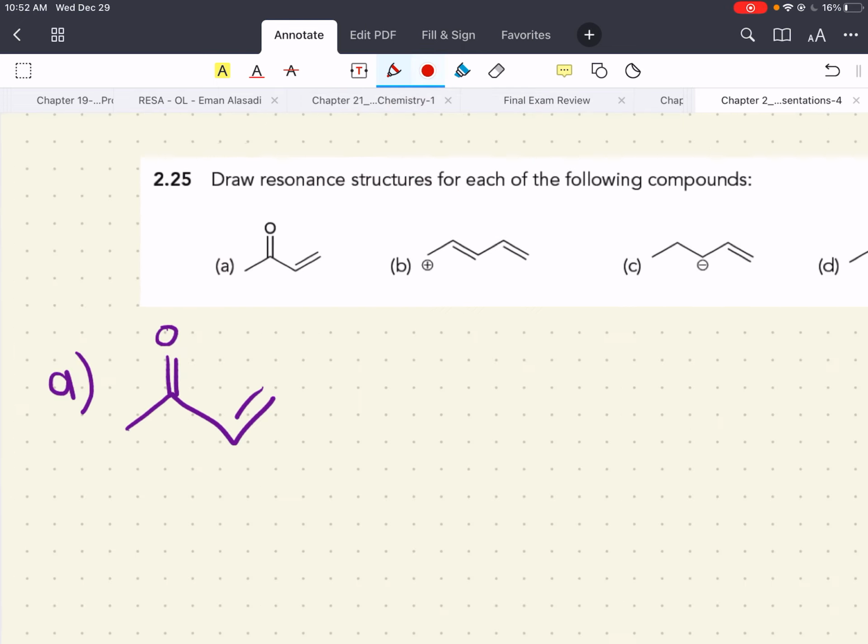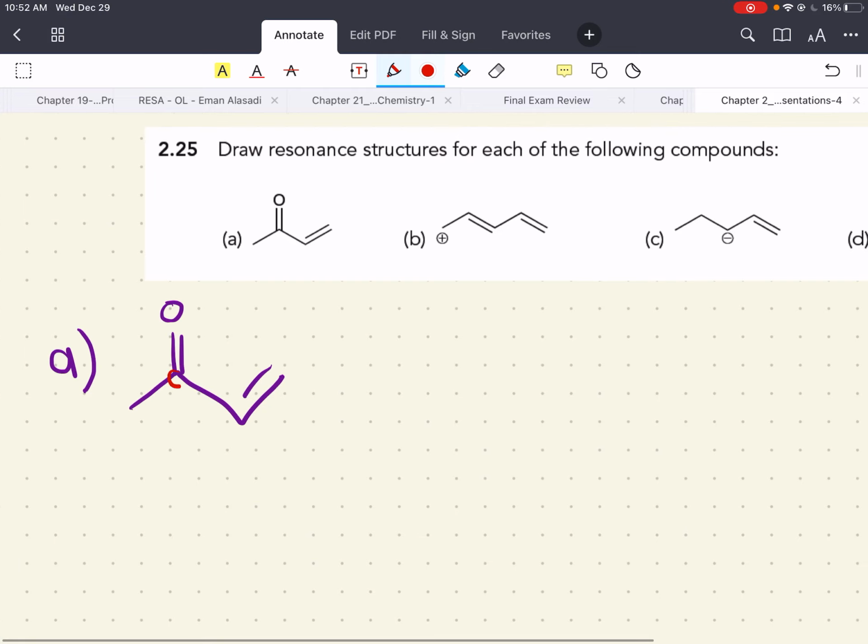Look at this. We have a carbon and an oxygen, two atoms of differing electronegativity with a pi bond in between them. We know what we need to do now. For this, we're going to break this double bond, and we're going to dump the electrons of the double bond at the atom that's more electronegative. So we're going to break that double bond, and we're going to give those electrons to the oxygen.